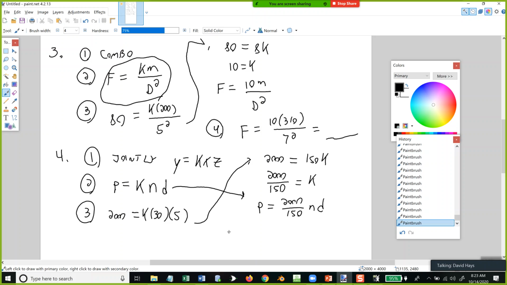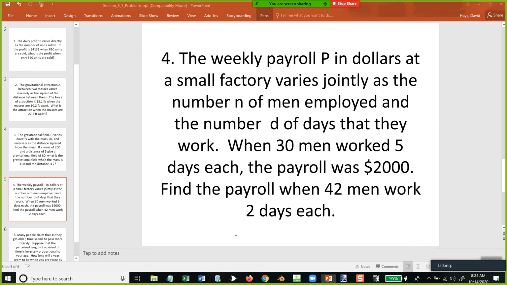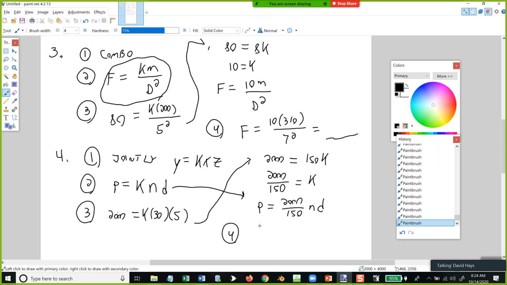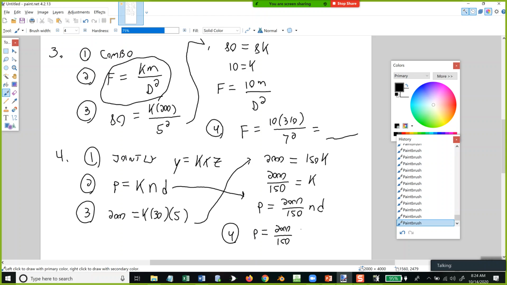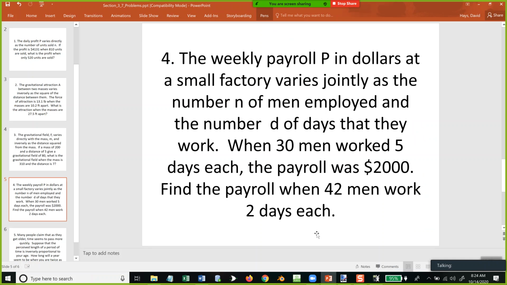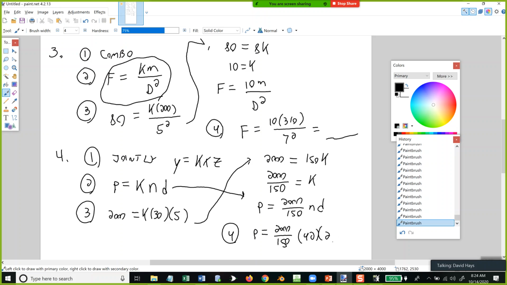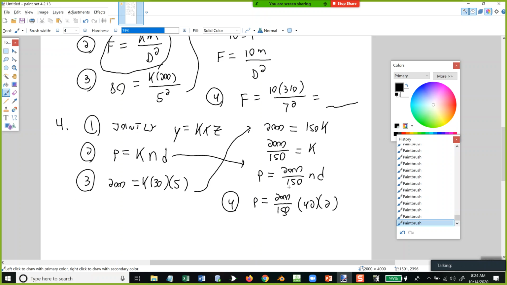And then step 4, find what they really want. Find the payroll, so find P. When 42 men, so N is 42, work 2 days each. And that'll give you your answer.